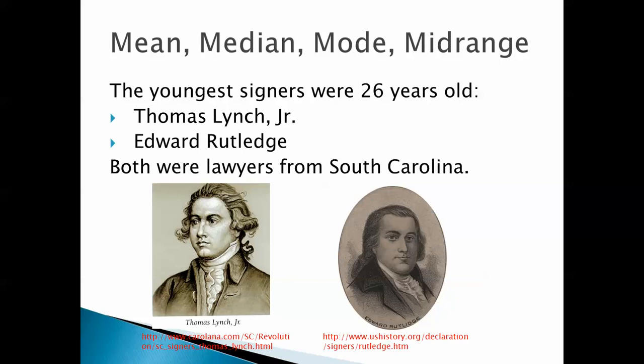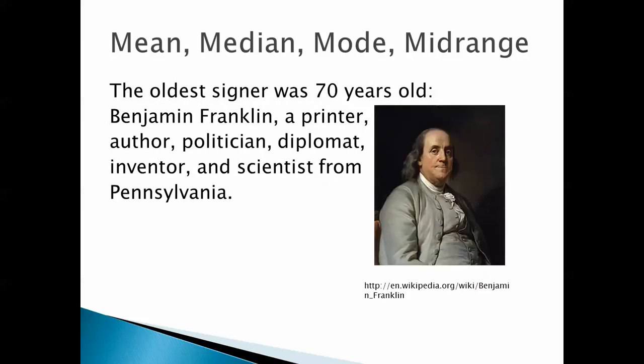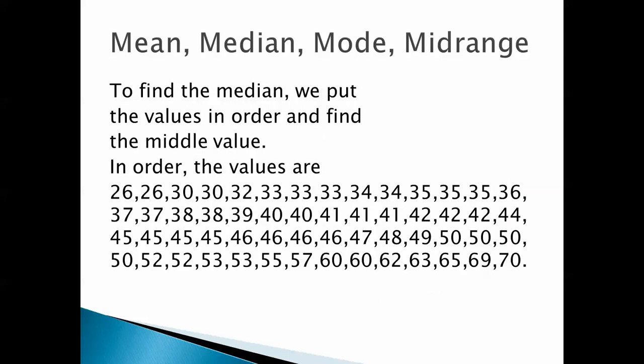Thomas Lynch Jr. and Edward Rutledge both were lawyers from South Carolina. And the oldest signer was 70 years old, Benjamin Franklin, a printer, author, politician, diplomat, inventor, and scientist from Pennsylvania, perhaps the greatest American ever. What a Renaissance man. Okay, to find the median, we put the values in order and find the middle value.